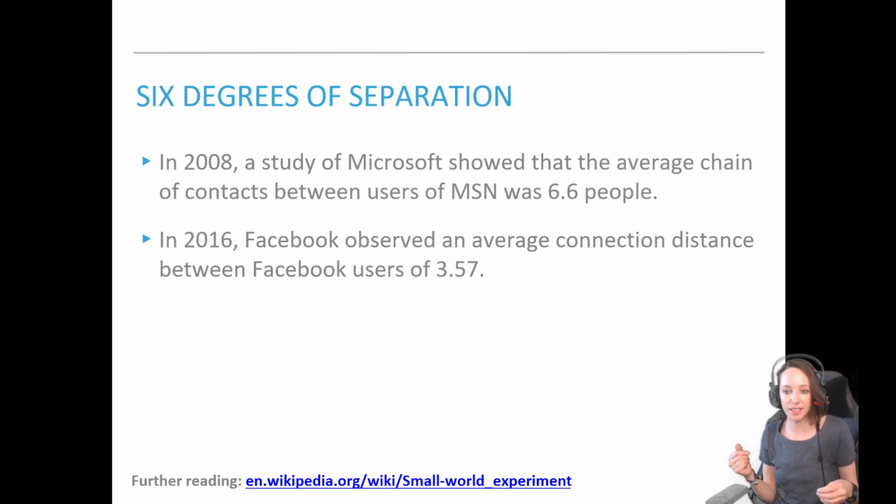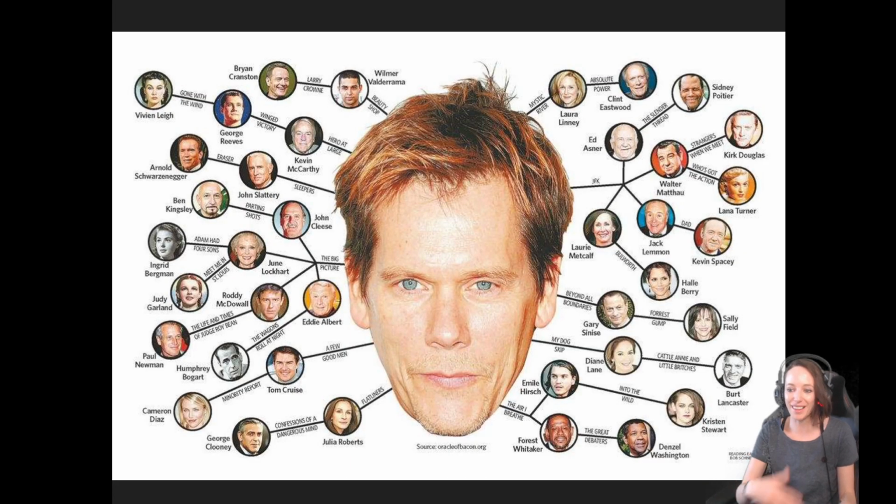was 6.6. It would be also the same if I ask myself, okay, what is my handshake connection to Obama? So do I know someone who might know someone who might know Obama? Then my handshake connection would be 3. In Facebook, the average connection was 3.5. It's also called the Kevin Bacon number. So everyone who played in a movie together with Kevin Bacon has a number of 1.